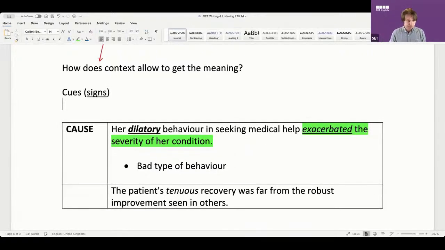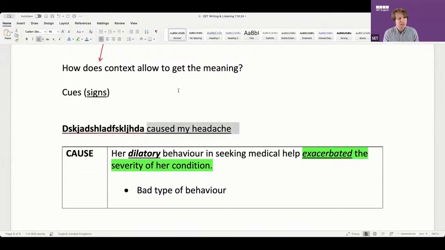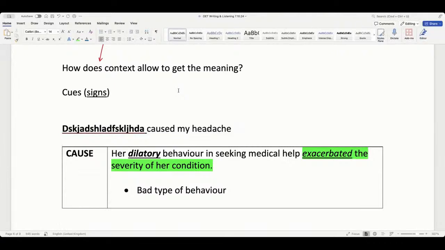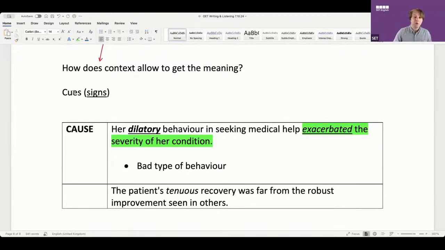Look, if I say, "Ugh," do you know what that means? No. But if I say, "caused my headache," well, now you can get some idea. What things can usually cause headaches? Might be medication, might be food, right? So cause is a very good way to get clues. And that's how we can use context.